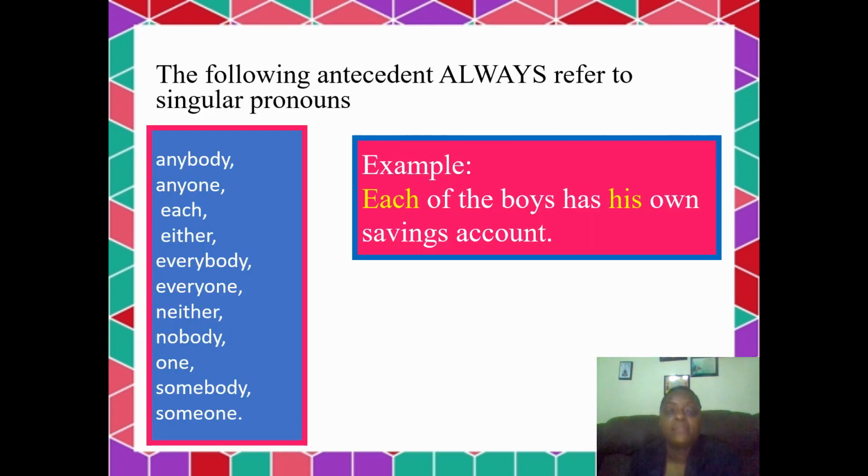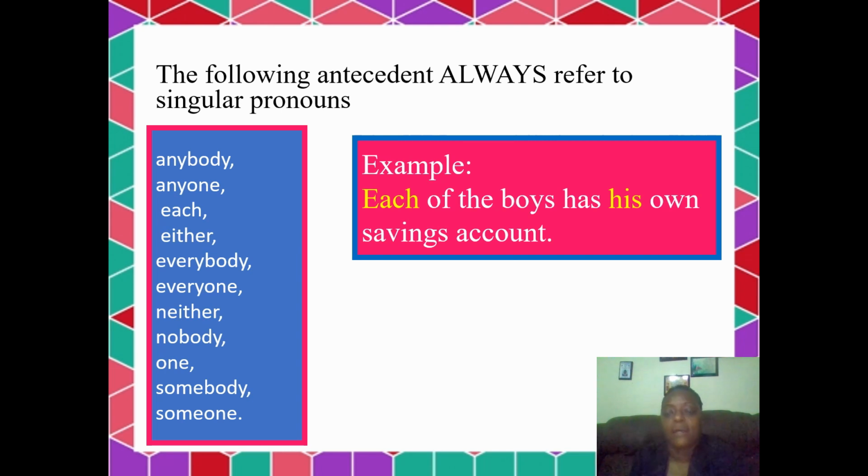Now, the following antecedents always refer to singular pronouns. So for each of these words, any pronoun that comes further on in the sentence must be in its singular form. The words are anybody, anyone, each, either, everybody, everyone, neither, nobody, one, somebody, someone, and there are some others. Anytime you see them, it's a red flag. They are always singular in context.